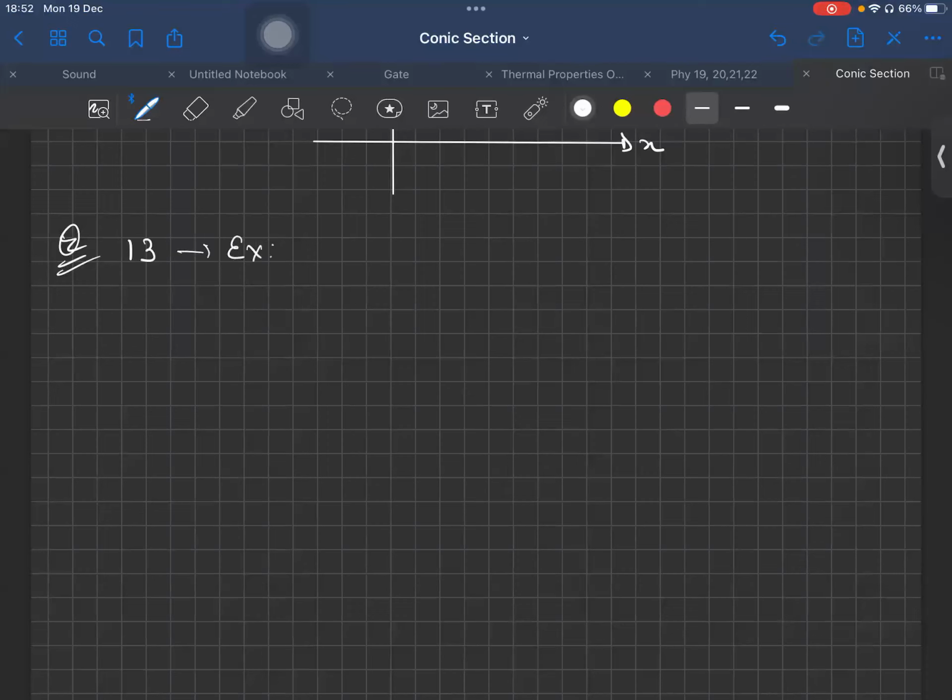exercise 11.1. All other questions are easy. You can solve them in a minute.